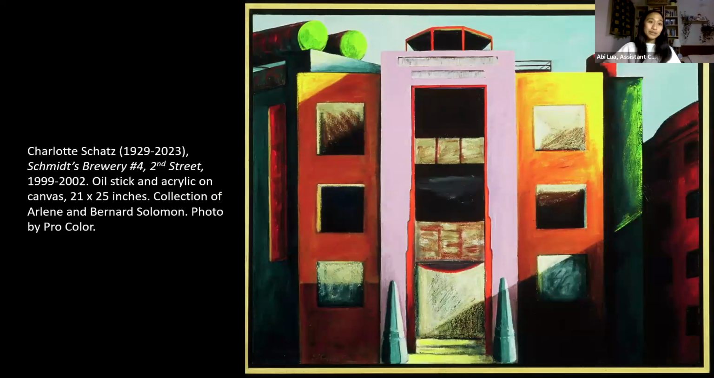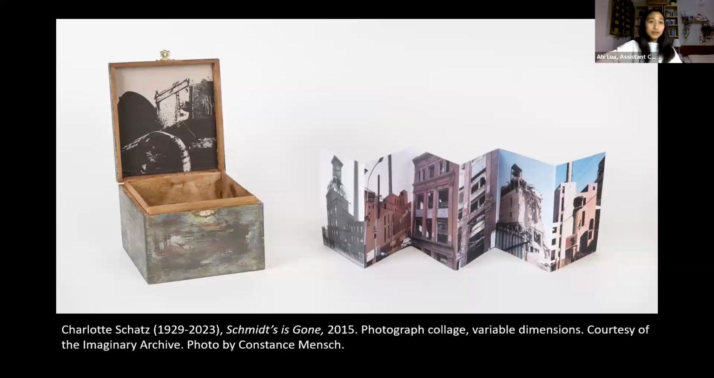And Schatz's work also reflects this in a way. So in addition to all of the abandoned factories that Schatz depicted, she also depicted this brewery called Schmidt's Brewery. And so this is most likely the facade of the brewery. But then unfortunately, Schmidt's was demolished in 2000. Nevertheless, Schatz created a collage of her photographs and paintings after the site had been demolished.